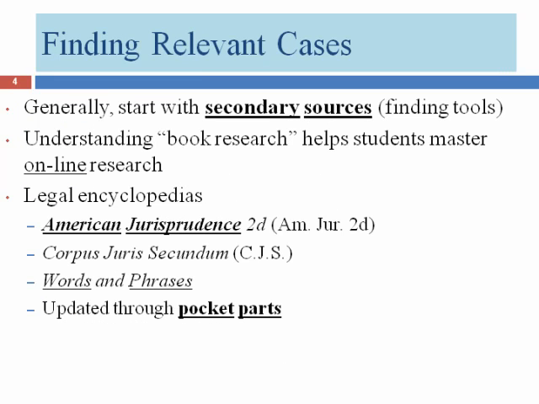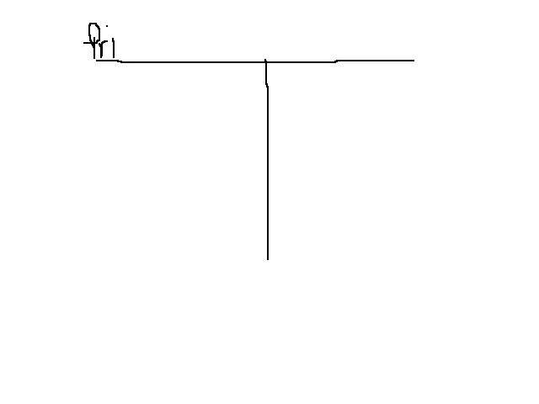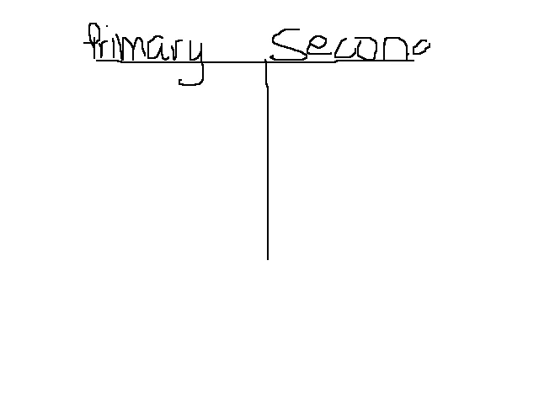Finding relevant cases. I said before that there aren't any hard and fast rules about doing legal research, and there aren't. But I would say more often than not, more researchers will start with secondary resources. Let's pause for a second. I'm going to draw a little picture here. There are two categories of resources: primary legal resources and secondary legal resources. Primary legal resources are what you and I think of as the law.